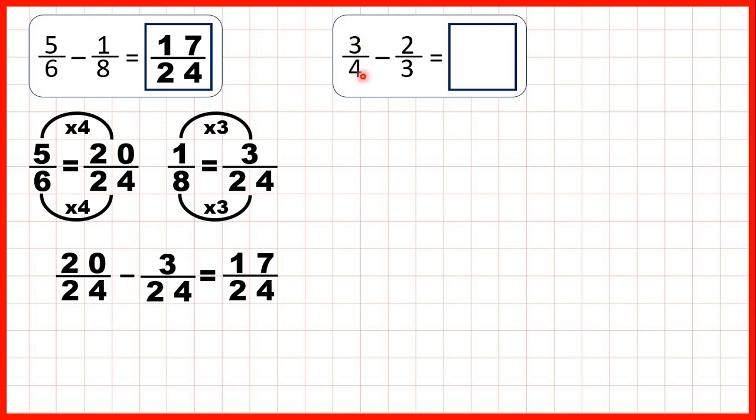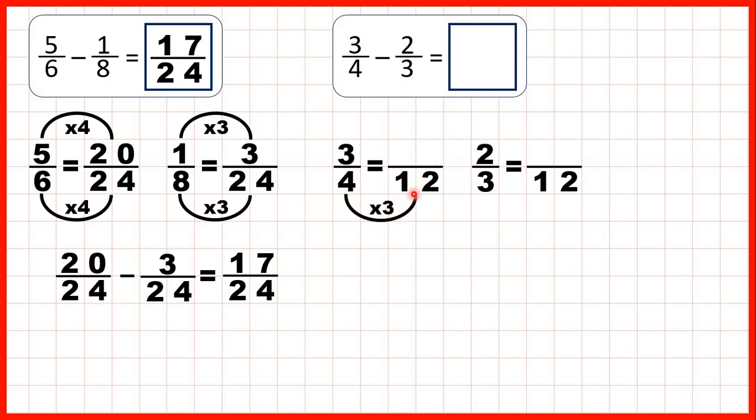Now we have 3/4 minus 2/3. But 4 isn't in the 3 times table, so we need to find two equivalent fractions. We need to find equivalent fractions with a common multiple of 4 and 3. Now 12 is in both the 4 and the 3 times tables, so we can find equivalent fractions to 3/4 and 2/3, which have a denominator of 12.